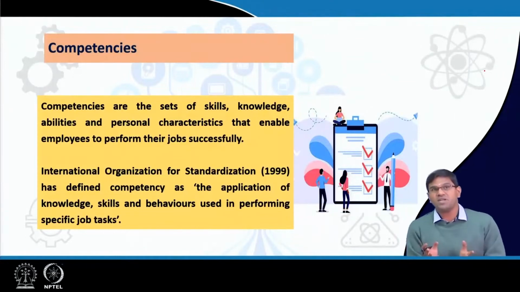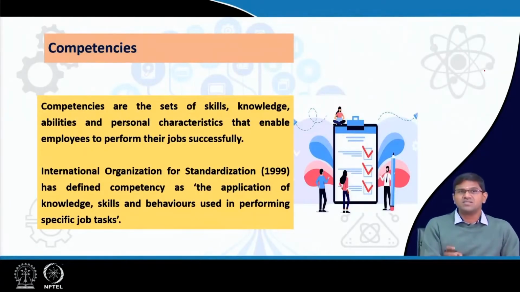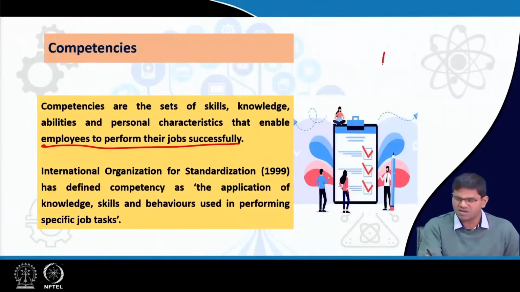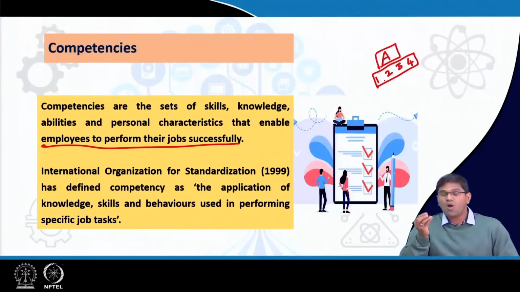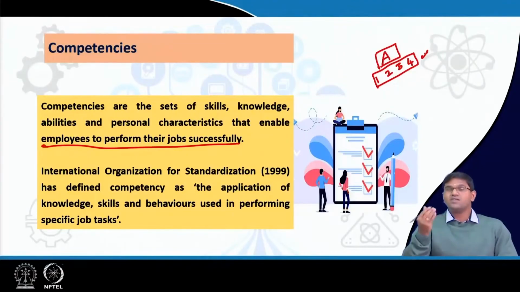So what are the competencies? We need to understand this first, before we go to the competency model or the required competency for a job. Competencies are a set of skills, knowledge, abilities, and personal characteristics that enable employees to perform their job successfully. For example, as in the same example, A is a job and this job has tasks 1, 2, 3, 4. To perform these, what knowledge, skill, or behavior is required, which will enable an employee to perform really well? Every job will have tasks and then an expected performance. To do this, what does my employee need?